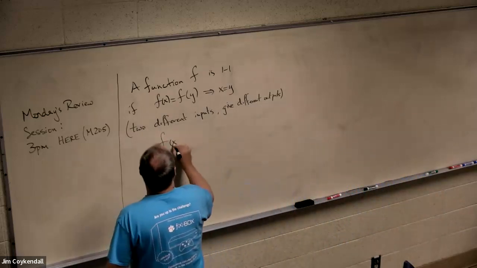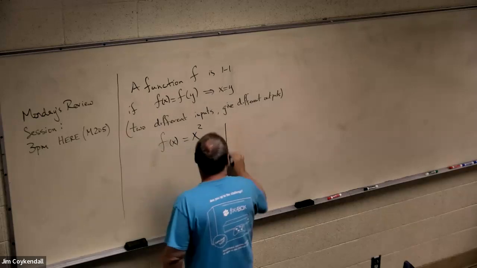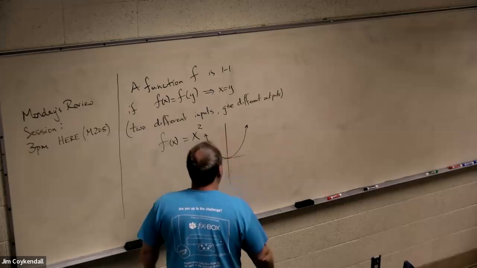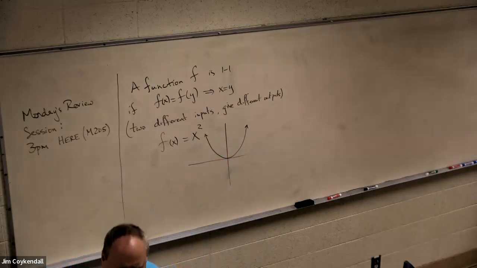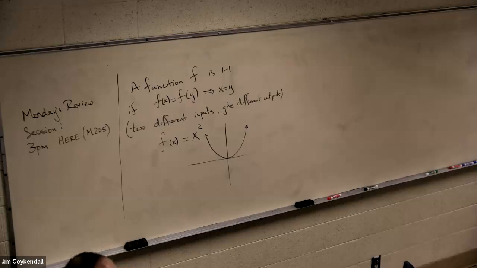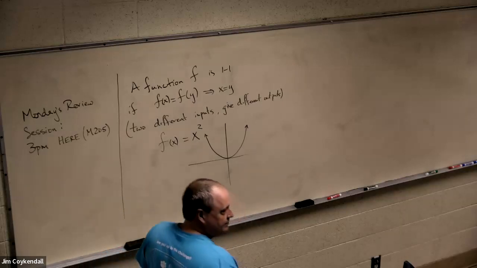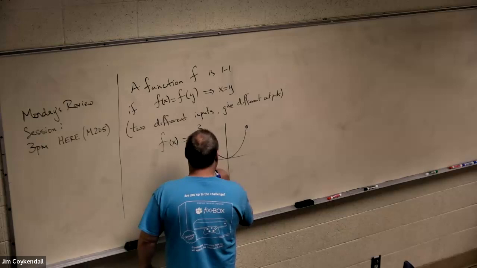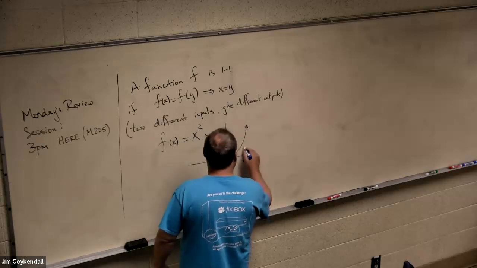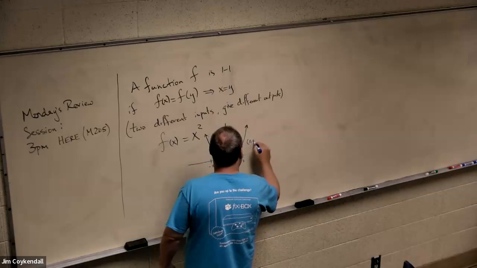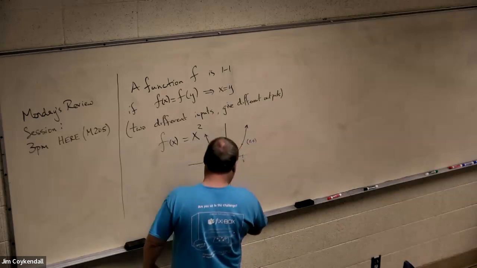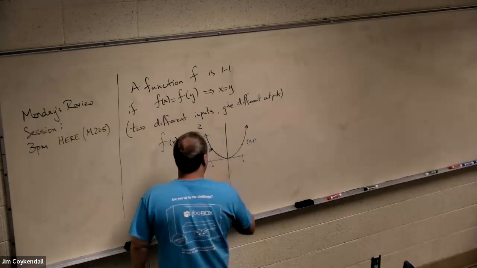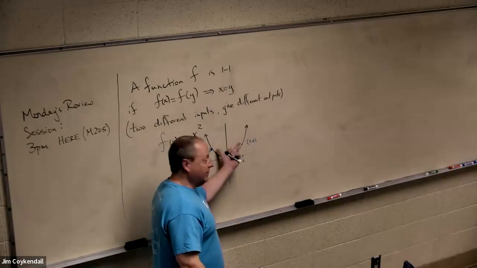How about this? Here's one that's sort of our old-fashioned friendly neighborhood parabola. So can anybody give two different x values with the same y value? Right? Two different inputs get the same output.